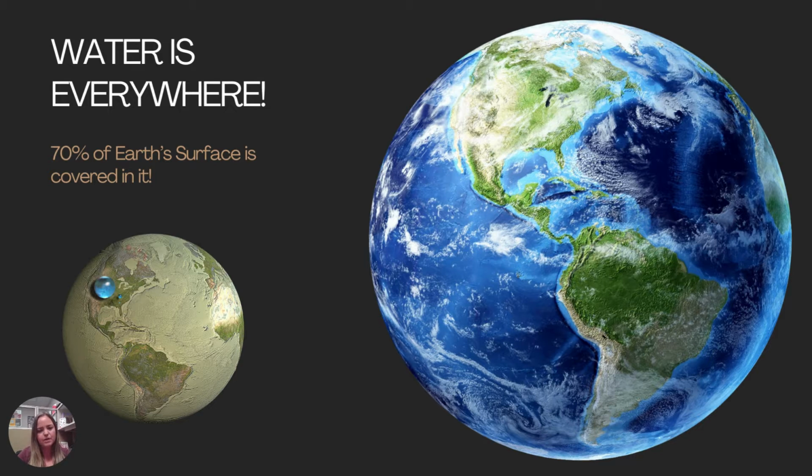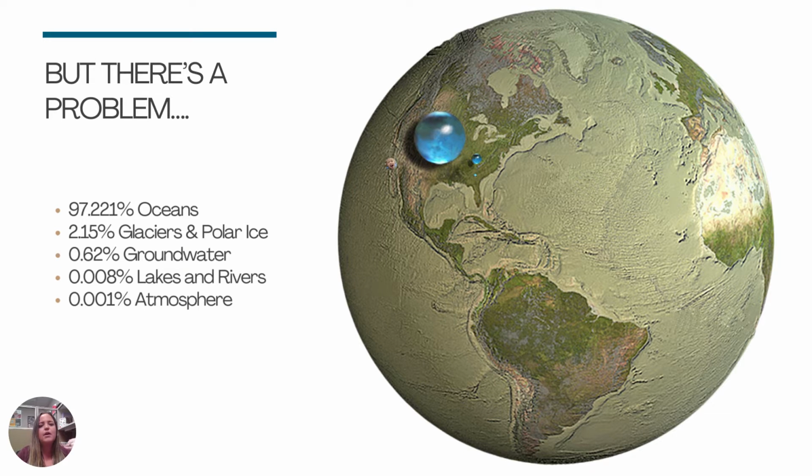So water is everywhere, as you've probably noticed on the surface of our planet. 70% of Earth's surface is covered in water. But we have a huge problem with that. Only about 1% of it is actually usable water. So 97% of the Earth's water is actually in the ocean.